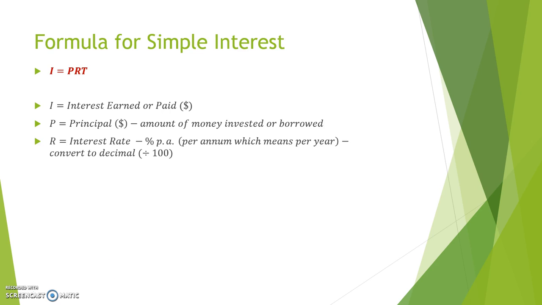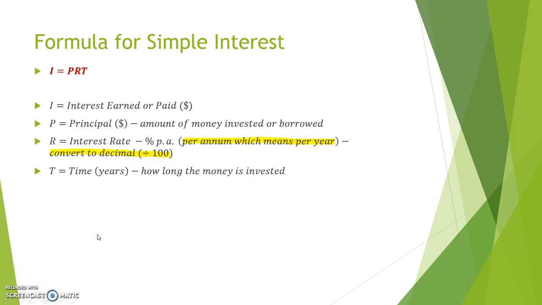R is the interest rate, and that's a percentage per annum. P.A. is Latin for per annum, which means per year. So let's just highlight that. That's important information. So per annum, per year. And we always convert that to a decimal by dividing by 100. And that's what the percent sign looks like. It's a 1 and a 0, 0 is 100. And that slash is like a divide. It's just a visual clue for you to help you out.